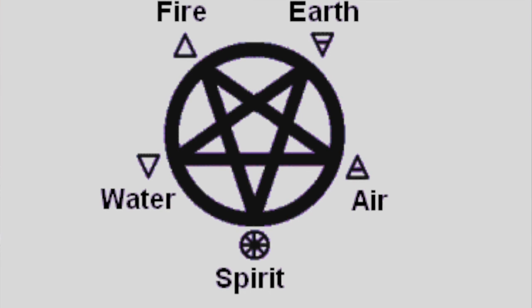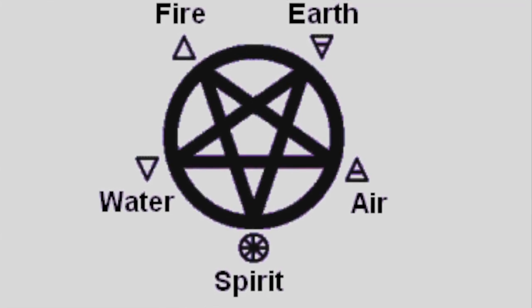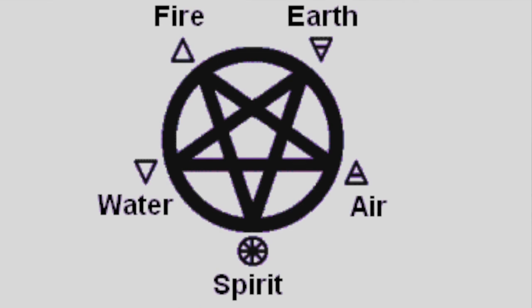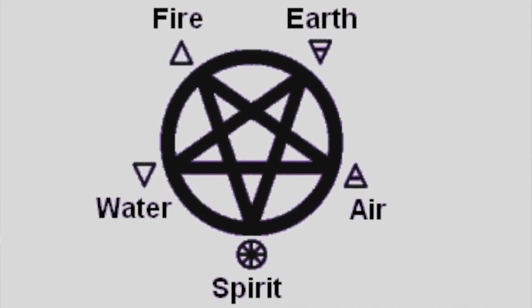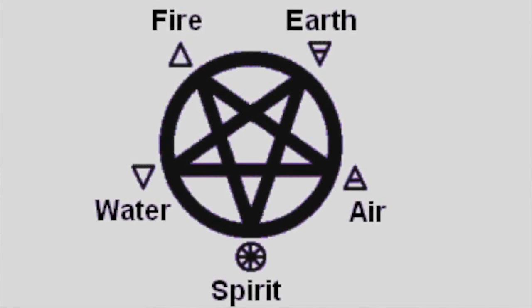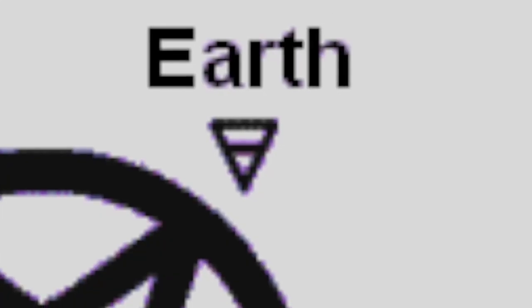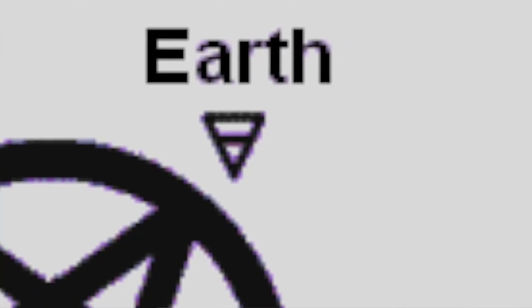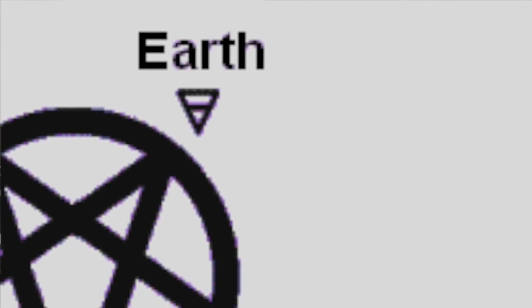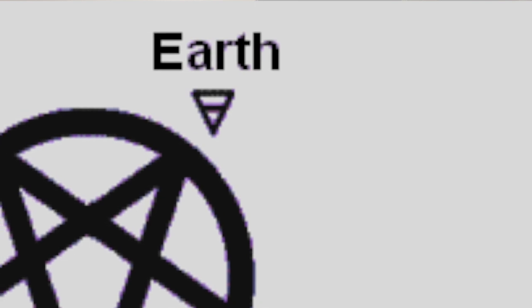Now, each angle of the pentagram corresponds to one of the 5 basic elements on the left-hand path, and that is earth, fire, spirit, water, and air. The element of earth symbolizes the forces of nature and life in all its manifestations. It's the beast inside us humans. This element provides birth, life and death, health and sexuality.